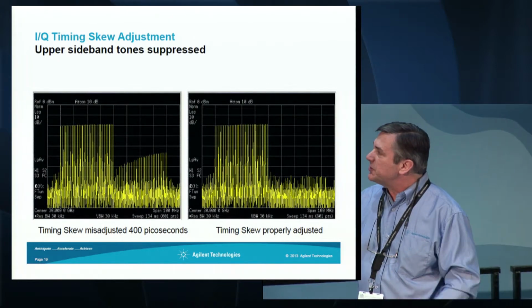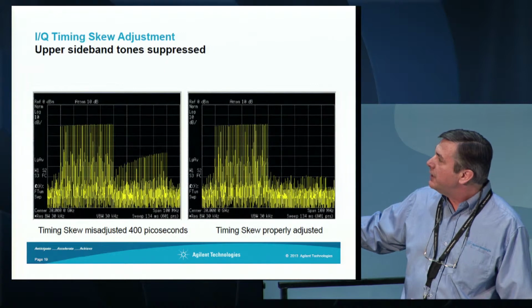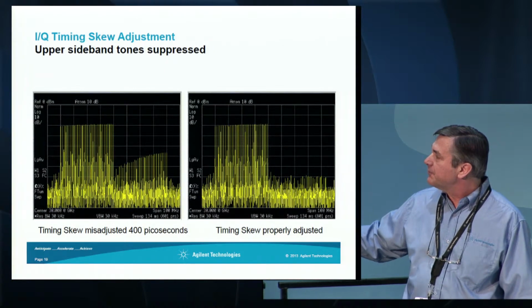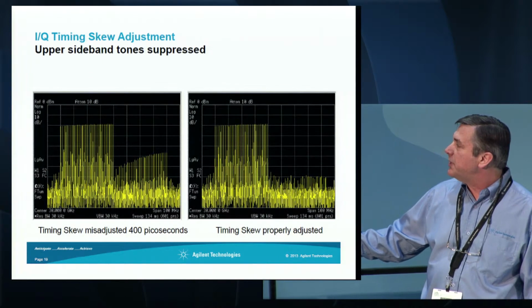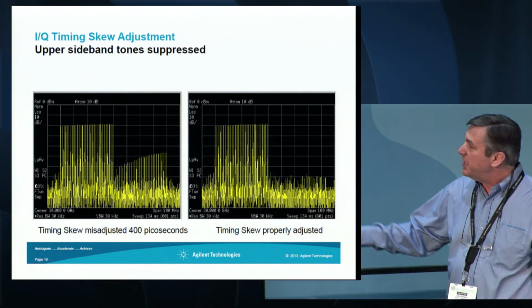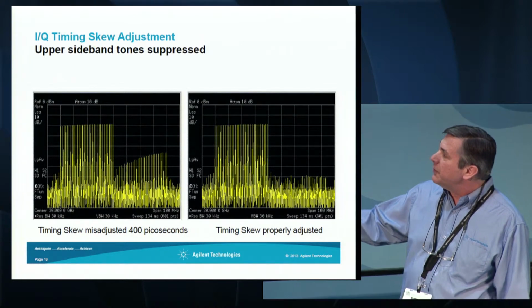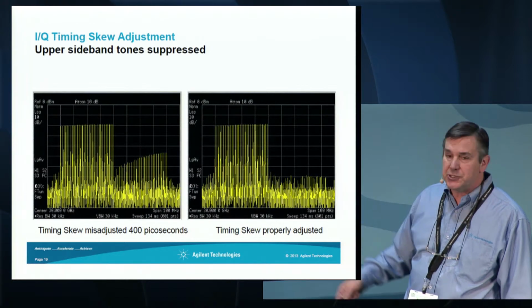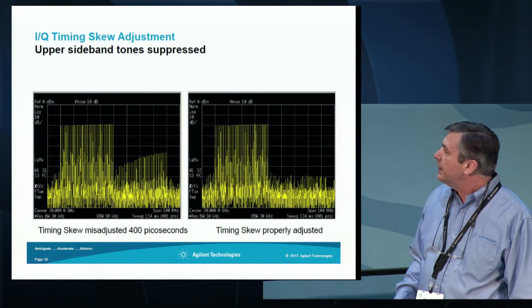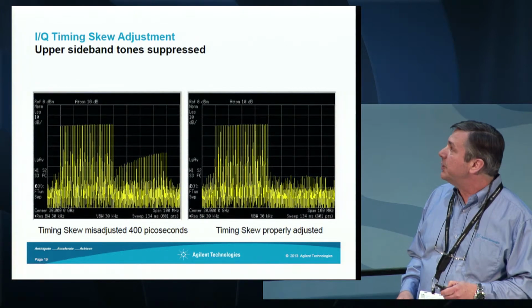And here's another representation of that where we've suppressed the upper tones, and you can see all of these distortion products where we've misadjusted the timing skew by 400 picoseconds. So it's actually quite a bit, and you can see how much the effect of these images. So we've gotten rid of the desired tones, and here we can just see the distortion products. If the skew is properly adjusted, you can see that these distortion products disappear.